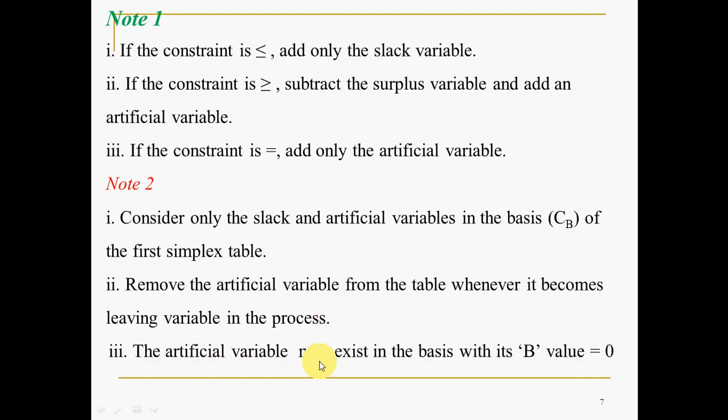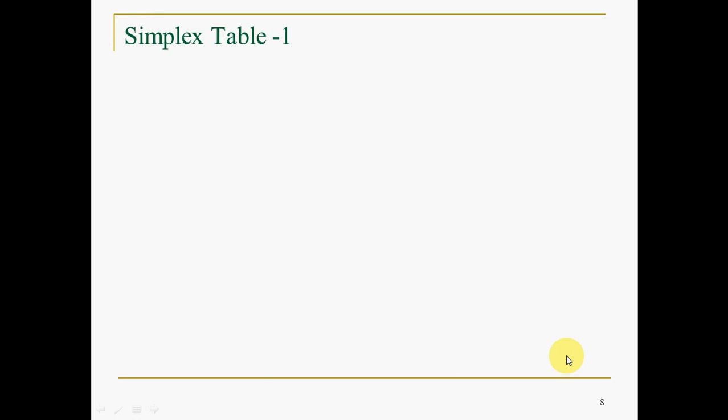The artificial variable may exist in the basis, but with its B, B means RHS, equal to 0. No issue with that. Either it should exit from the table, or it should take the value of 0, that is B, the right hand side, equals 0. So please take a note of this. In the basis of the first simplex table, you have to write only slack and artificial variables. That is one thing. And you have to remove the artificial variable from the table. If it is not removed, also no issue, but you should take the value of B, that is RHS, as 0. Now let us continue this one.